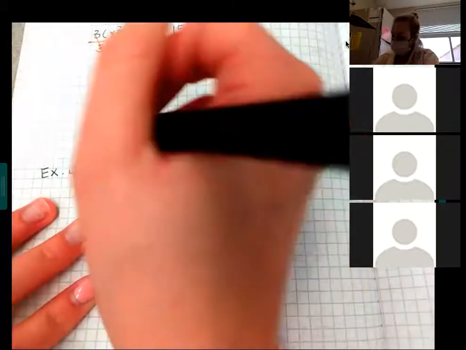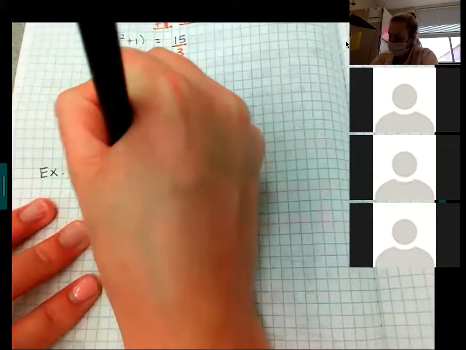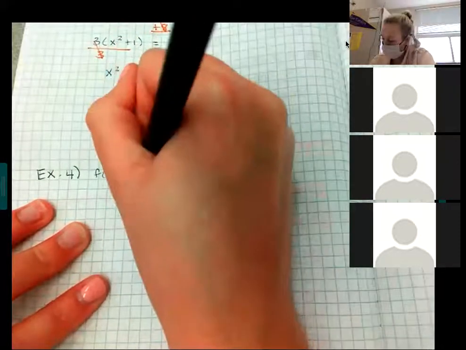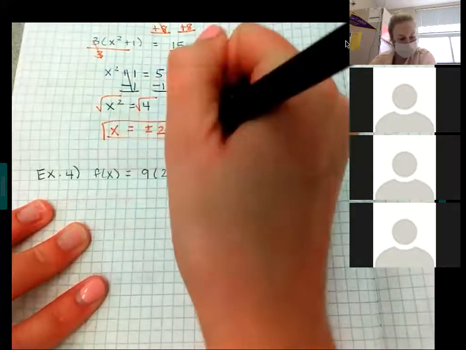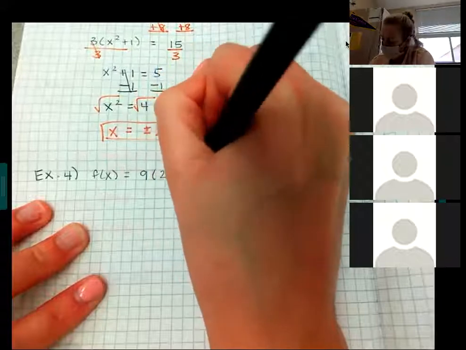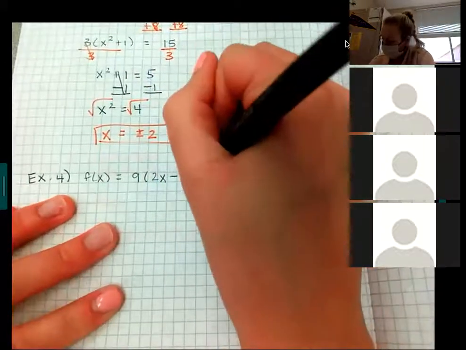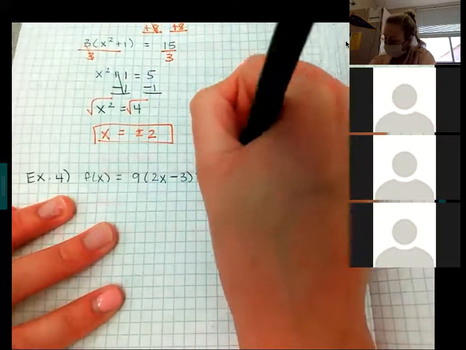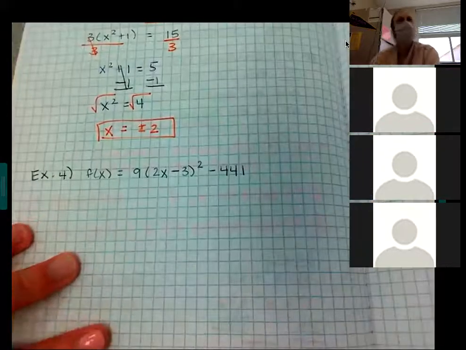All right, let's do this one. f of x equals 9 times (2x minus 3) squared minus, I'm going to give y'all some big numbers. Why not? You'll be all right.